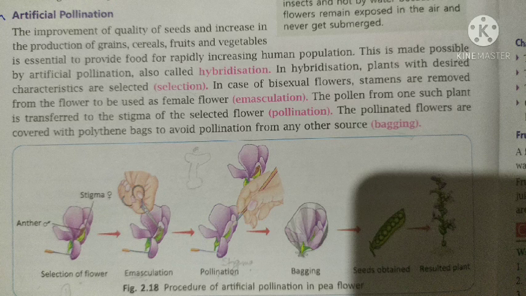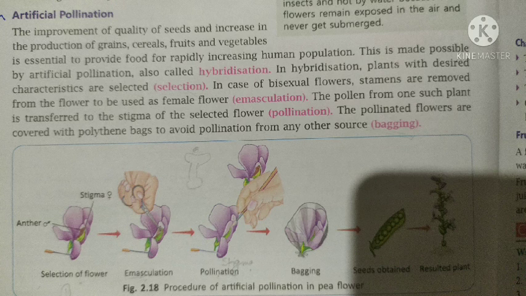Emasculation means removal of the male character. Removal of the anthers from a bisexual flower is known as emasculation. Since in the bisexual flower we have removed the anthers, the male part, the only reproductive structure left in that flower is the female part, that is gynoecium. So that same flower will be treated as a female flower.